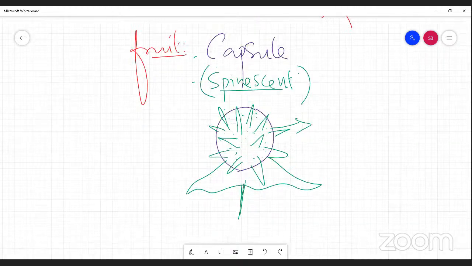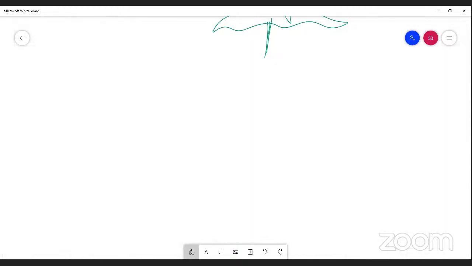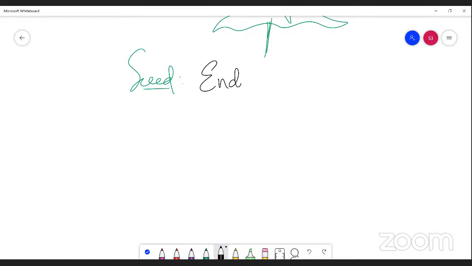Okay, the fruit is over, and next, the seed. The seed is endospermous. Endosperm is present. Endospermous seeds mean that endosperm is found in the seed of the fruit of Datura metel.